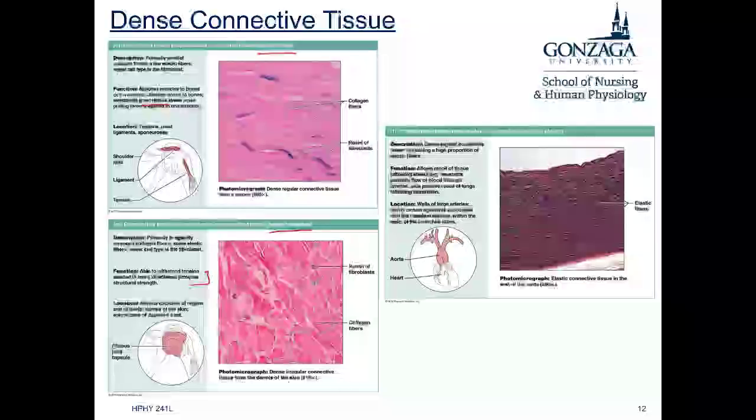The third type of dense connective tissue is elastic, composed primarily of something called elastic fibers, and elastic fibers are really good for recoil. Okay, so this tissue can really stretch, but after stretching, it just recoils back to its original position. A good example of this are large arteries, including the aorta, because as the aorta receives all the cardiac output from the heart, it expands, but then it's got to contract back into its original shape.